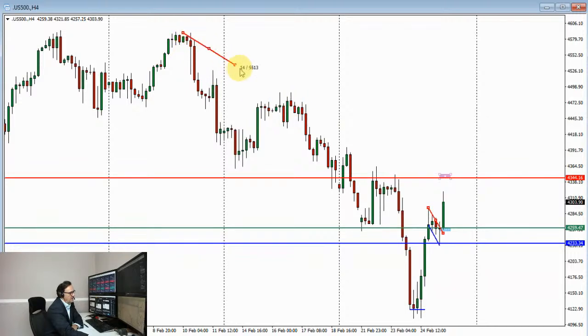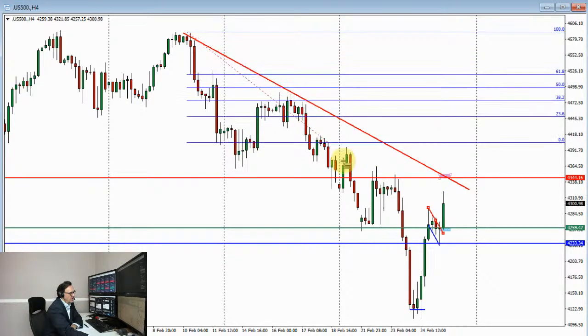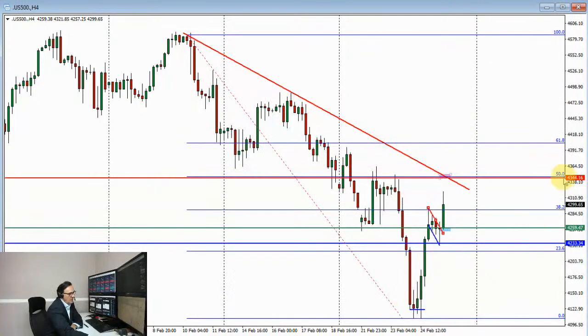If I connect this sequence of lower highs, there are 3 touches here, another touch nearly here, another one here, another one here, another one here. So this satisfies the criterion of having 3 touches to draw a trend line. They point to this area up here roughly, which coincides with previous highs and lows, and also coincides with a Fibonacci retracement from the swing high to the swing low of about 50%.